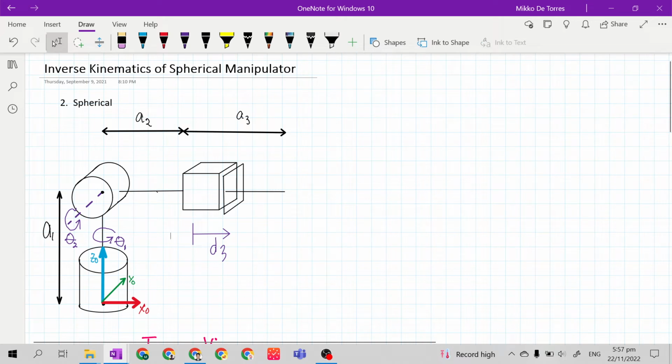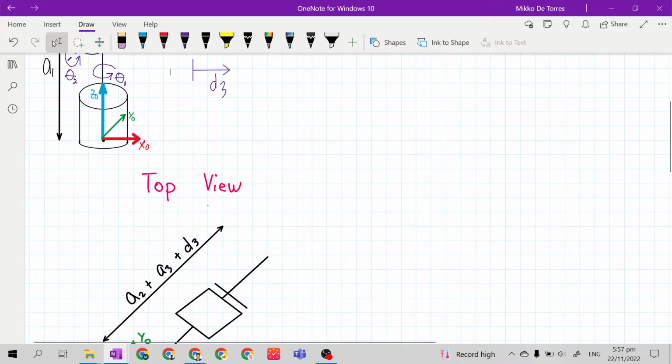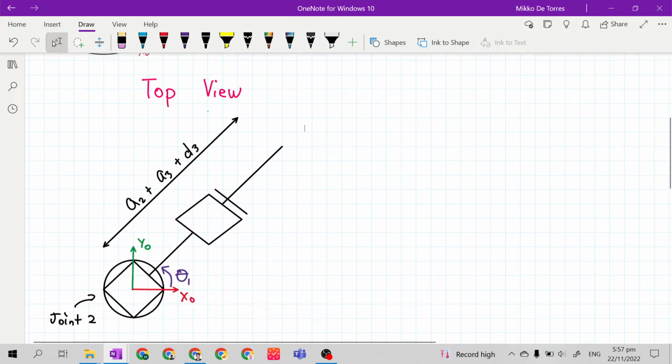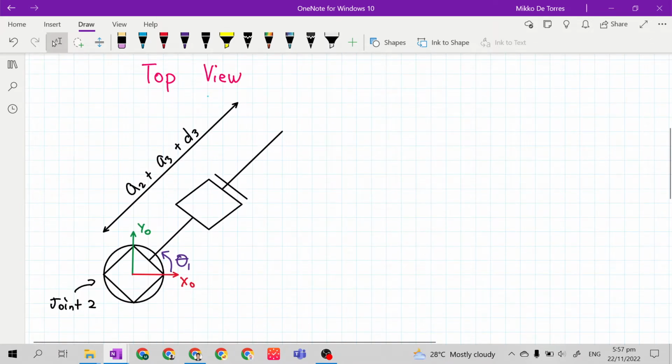So we will redraw it again at top view and front view. I will start again by redrawing it into top view. So this is the spherical manipulator at top view. Again, I rotated the manipulator counterclockwise so that we can produce a right triangle.